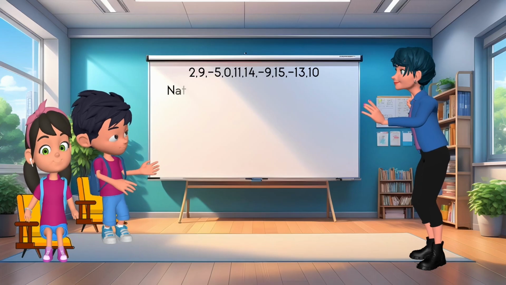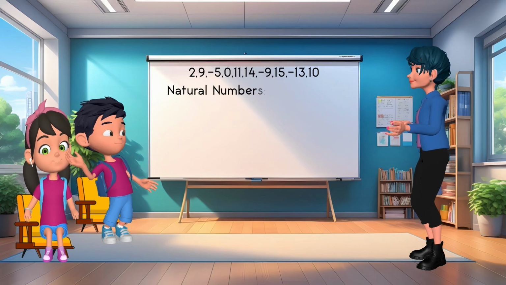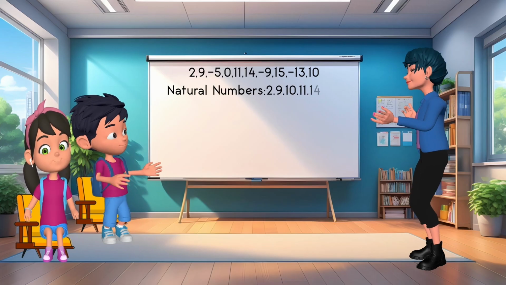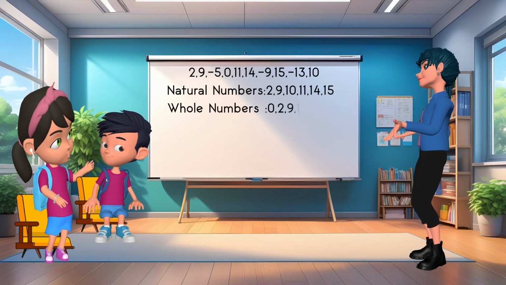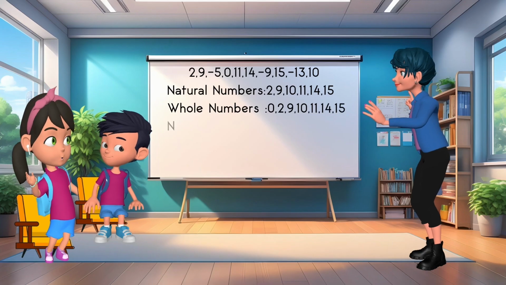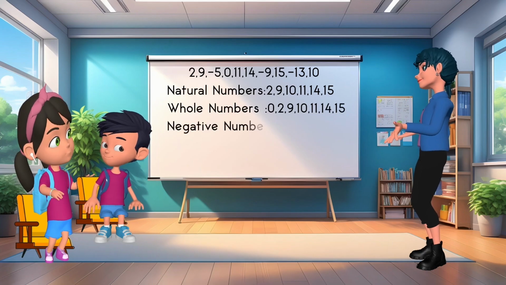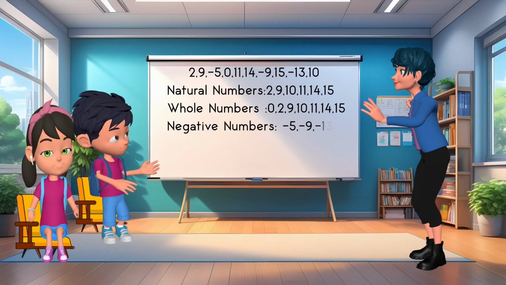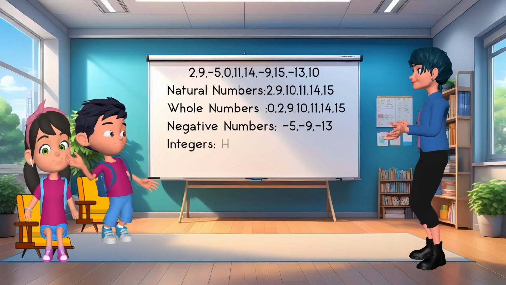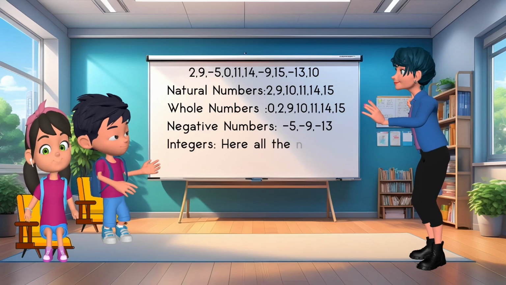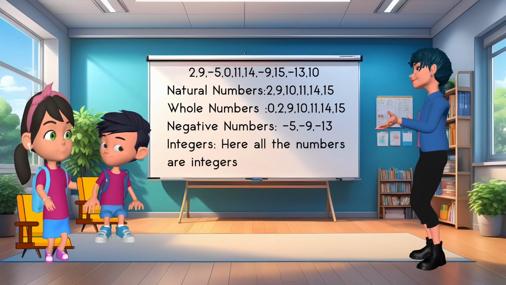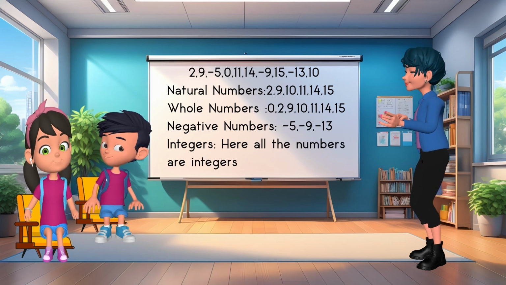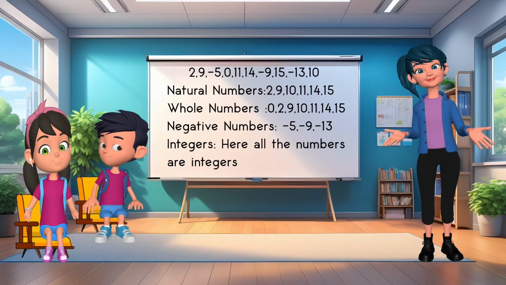Natural numbers are 2, 9, 10, 11, 14, 15. Whole numbers are 0, 2, 9, 10, 11, 14, 15. Negative numbers are minus 5, minus 9, minus 13. Here, all the numbers are integers. Yes, you are absolutely correct.